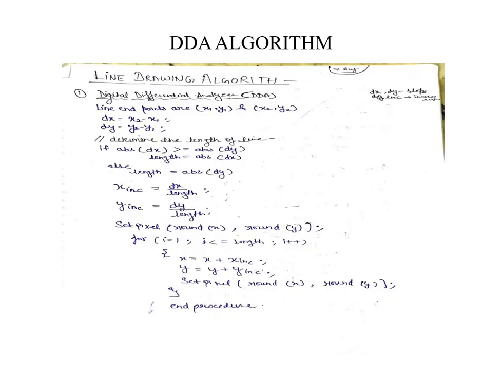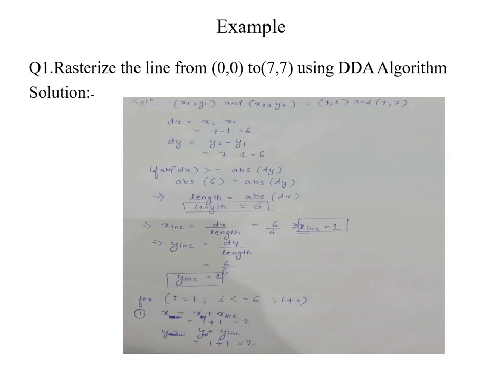On the previous slide, line drawing algorithm, we found dx equal to x2 minus x1 and dy equal to y2 minus y1. So dx equal to x2 minus x1, that is 7 minus 1 equal to 6. x2 is 7 and x1 is 1. Similarly, we find dy, y2 minus y1, that is 7 minus 1 equal to 6. dx and dy are the change in interval, or we can say change in position.